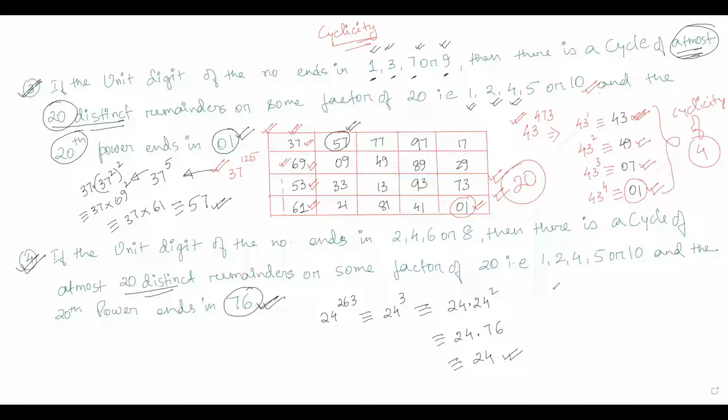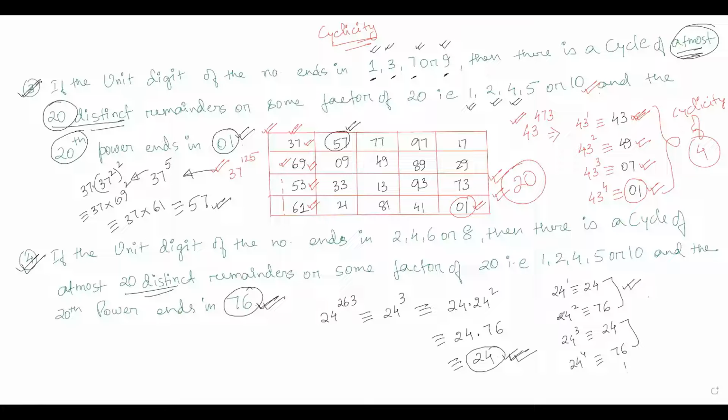Well, if you look closely here, 24 raised to the power 1 will give us the last two digits as 24. 24 square will give us 76. 24 cube will give us 24 times 76, which would be 24 again. And 24 raised to the power 4 would be 24 times 24, which is 76 again, and so on. So in this case, we can see that it follows a cyclicity of 2. So 24 raised to the power 263 will give us the last two digits as 24. But every time we need to remember that the higher powers of 24 follow a cyclicity of 2.